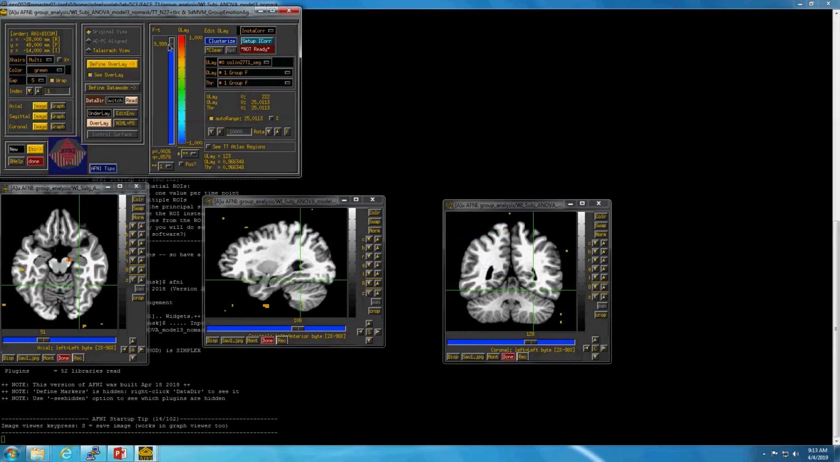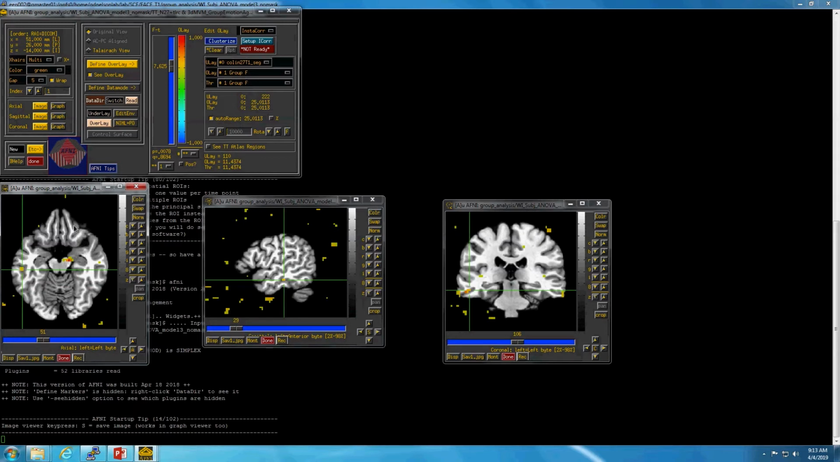So obviously, p-value is a little high for that. So this is now a p of 0.0078. So these are the areas that show significant group differences across the whole task with the threshold set to 7.6 F and the P of 0.007. Okay.